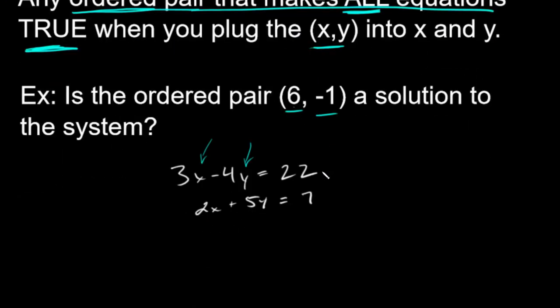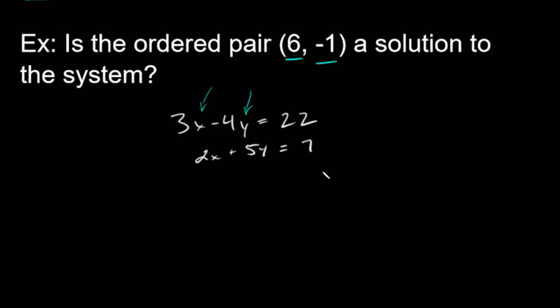So the problem asks, is the ordered pair (6, -1) a solution to the system? All you have to do is plug 6 in for x and -1 in for y, and see if it satisfies both of these equations. And it has to satisfy both. If you plugged (6, -1) in and the top one was true but the bottom one was not, then you could conclude that (6, -1) was not a solution to the system. So it has to be true for both of them. Let's go ahead and check both.